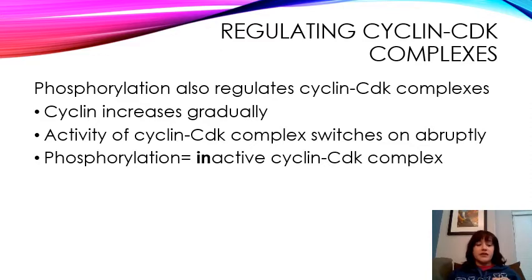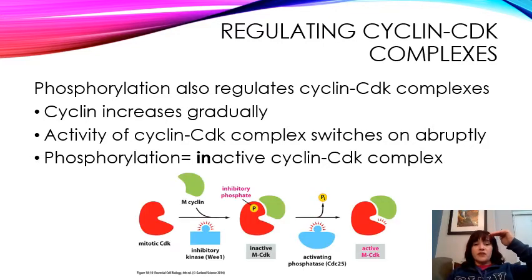So in this case, phosphorylation inactivates these cyclin CDK complexes. We've got CDK present but not active consistently throughout the cell cycle. And then we've got cyclins rise. There gets to be a point where the majority of the CDKs are bound to cyclin, but they're not yet active until they get dephosphorylated. And then, boom, you've got a lot of CDKs that are all active at once.